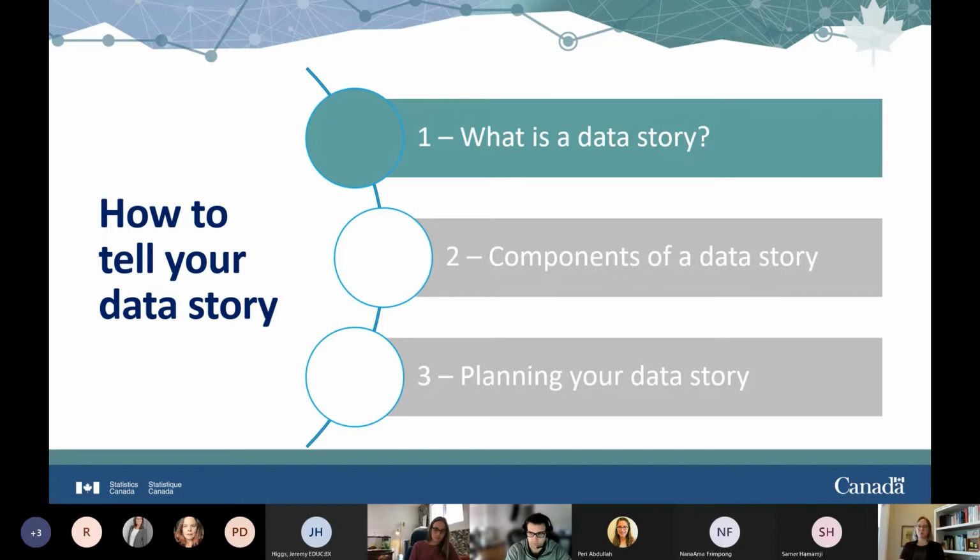We're going to go through three components here. First, we're going to talk about what a data story is and why we need one. Why can't we just give big tables to people and assume that they're going to understand our conclusions? We're going to talk about the components of a data story and also some tips and tricks on how to get going and how to plan your data story.